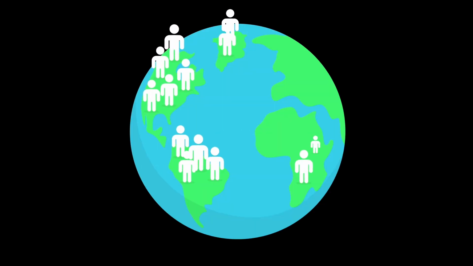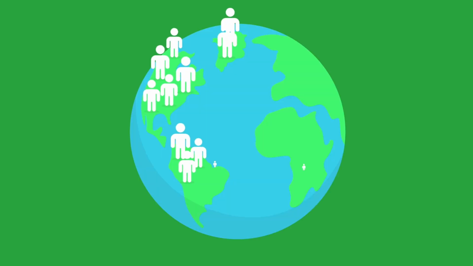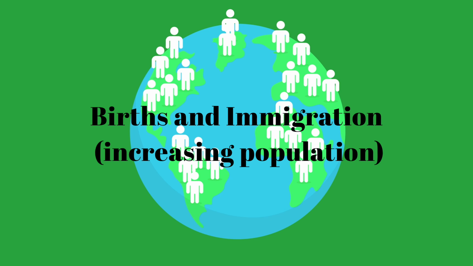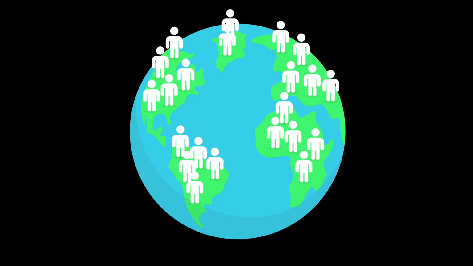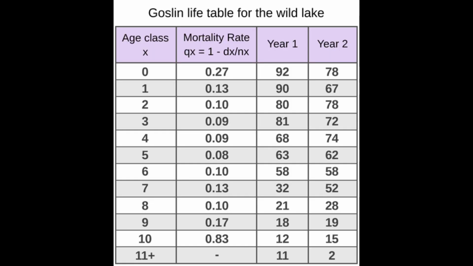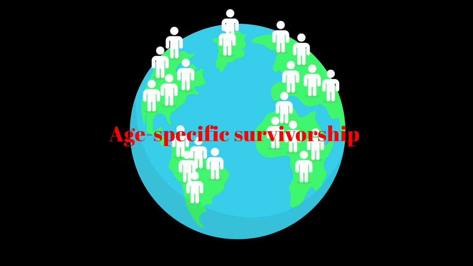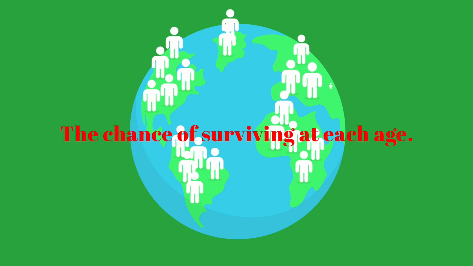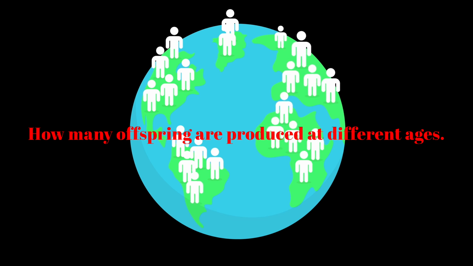Chapter 26.3, Demography, the science of population change. Demography is the statistical study of how populations change. These changes happen due to births and immigration, increasing population, and deaths and emigration, decreasing population. Scientists use life tables to track how populations change over time, analyzing the age-specific mortality, how many individuals die at each age, age-specific survivorship, the chance of surviving at each age, and age-specific fecundity, how many offspring are produced at different ages.